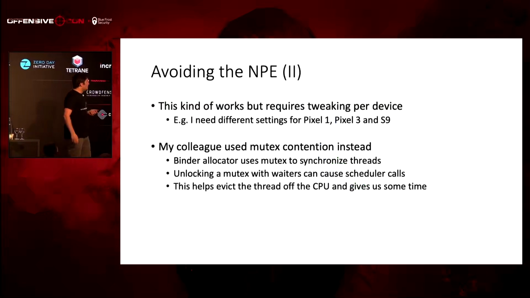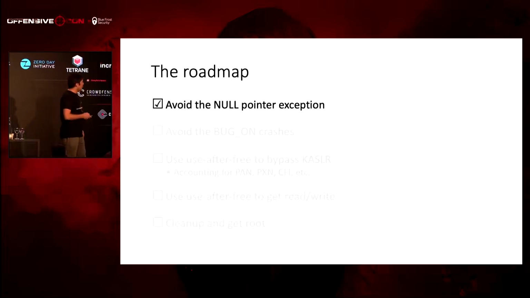So this kind of works, but it needs tweaking per device, and the scientific and proper way of doing this is what my colleague did, which is playing with the contention on locks. And I think in this case it was some mutex contention where when you release a mutex, if it has waiters, then there are calls into the scheduler. And this allows preempting at the right moment so that you can have a bigger window to do your exploit, right?